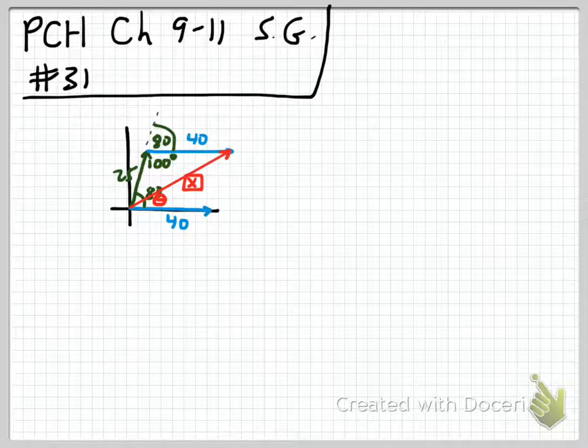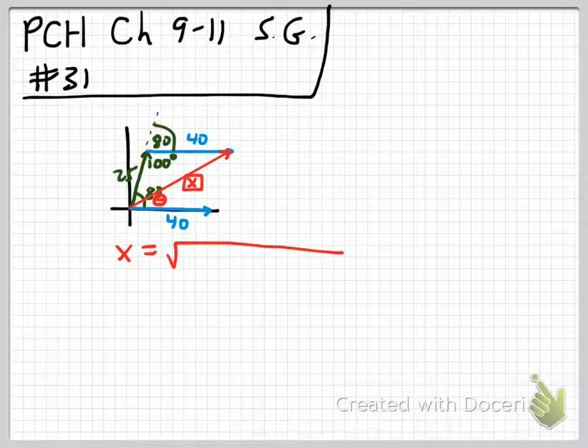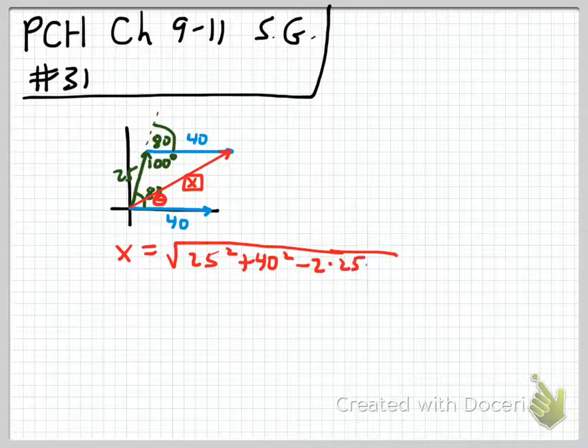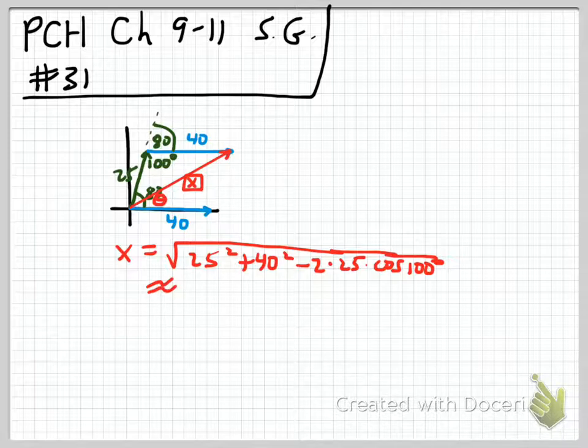So we get that x is equal to the square root of 25 squared plus 40 squared minus 2 times 25 times 40 times the cosine of that 100 degree angle. Make sure you're in degree mode. The number you should have gotten, I think it's 51. I'm just looking at the answers. I'm assuming you can plug that into your calculator. You should get a magnitude of 51 pounds.